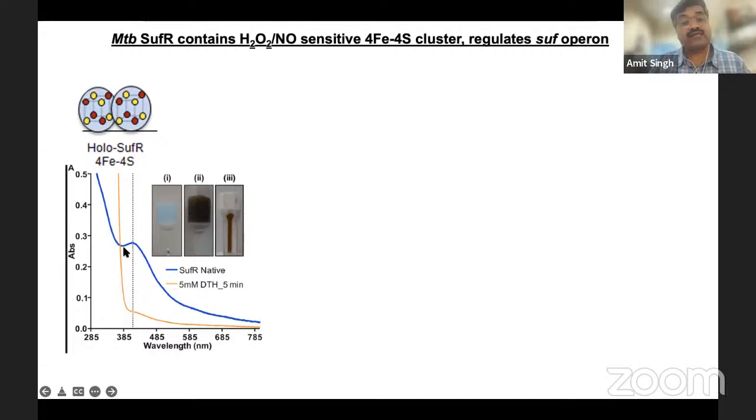And here, when we did UV-visible spectra of purified iron sulfur cluster containing SUFR, you will see that there is a characteristic peak of 4 iron 4 sulfur cluster, which is present in the protein. So this is a 420 nanometer shoulder, which is very characteristic of 4 iron 4 sulfur cluster proteins. You can treat this protein with dithionite, which leads to the leaching of iron sulfur cluster and the loss of color. And that's very characteristic of redox responsive iron sulfur cluster.